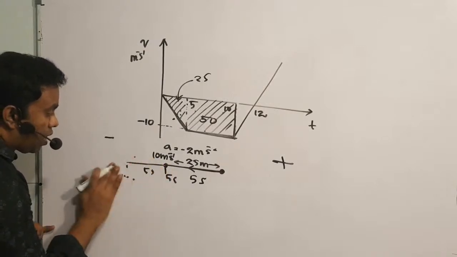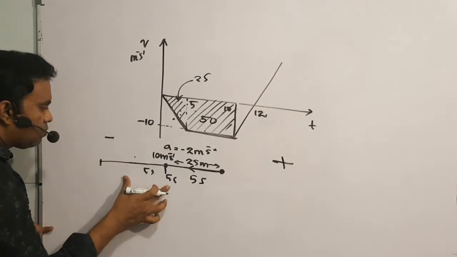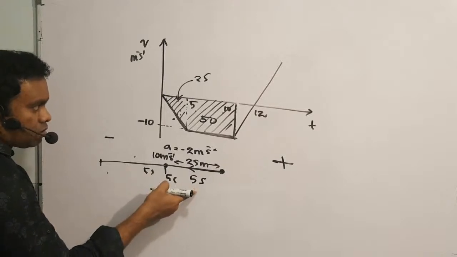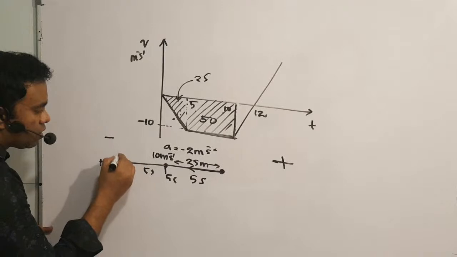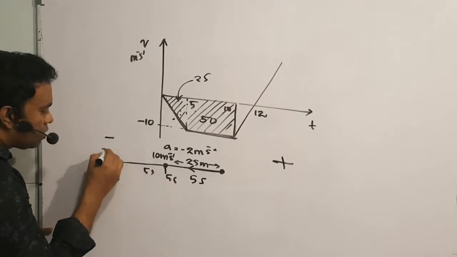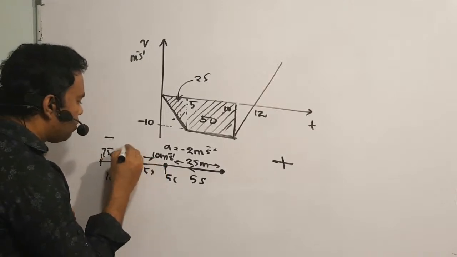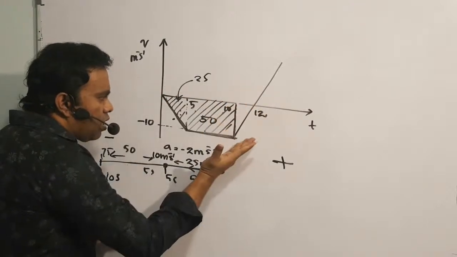It has moved another 50 meters. The time duration is another 5, so altogether 10 seconds, but the displacement is another 50. Here 25, plus 50, this becomes 75. Because this displacement is 50. So that's how you calculate these things.